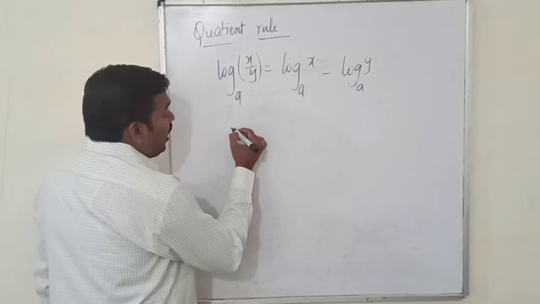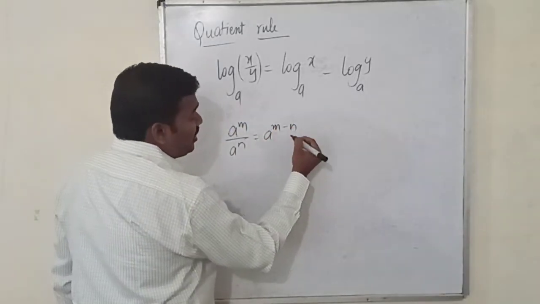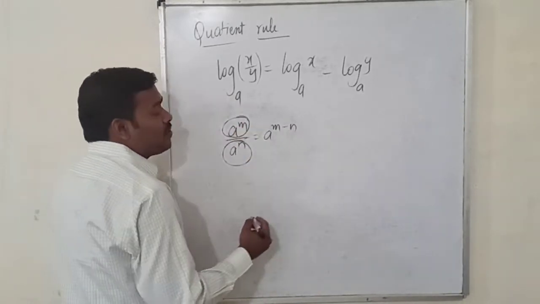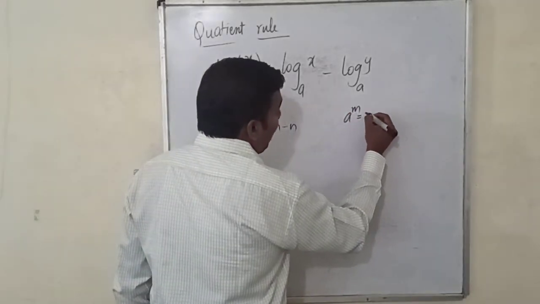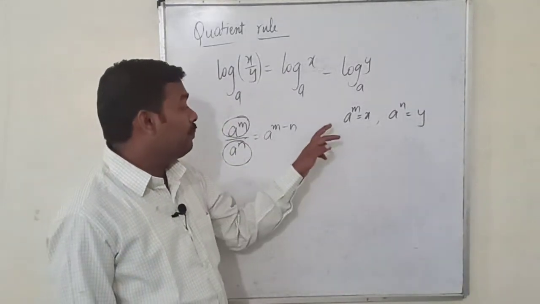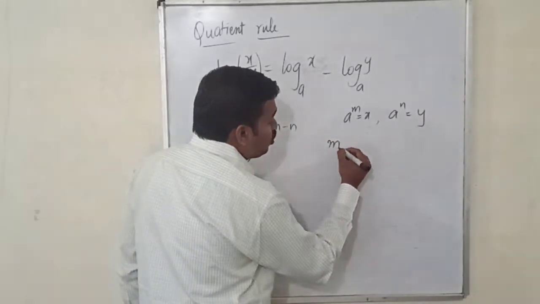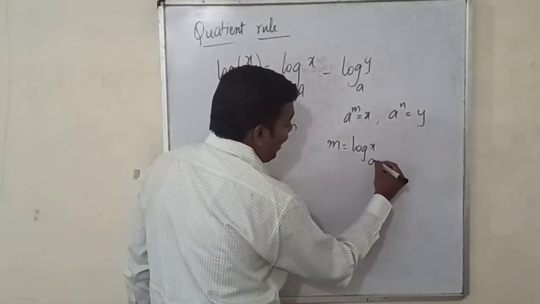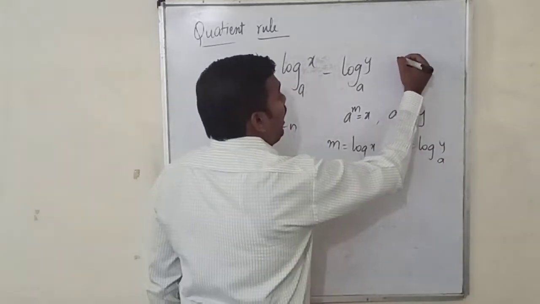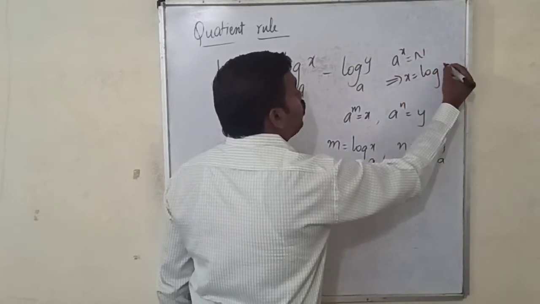Again, this comes from a power m by a power n is equals to a power m minus n. Suppose we consider a power m as x and a power n as y. By applying first rule of logarithm, find the value of m and find the value of n. That is, m is equals to log x to the base a and n is equals to log y to the base a. Because a power x is equals to n implies x is equals to log n to the base a.